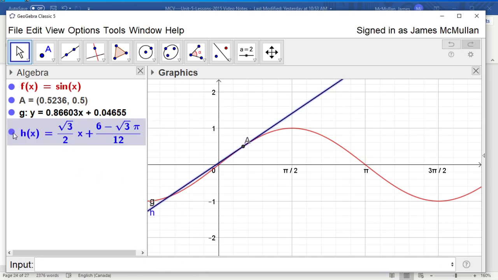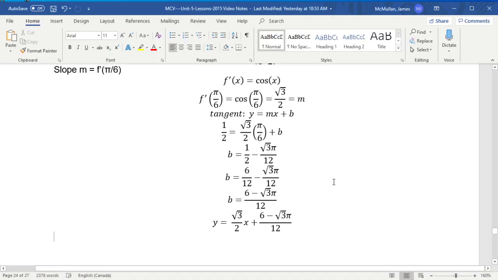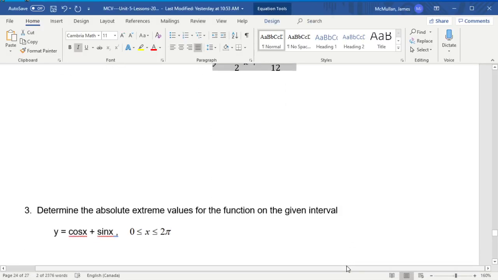So that's what I said the slope should be, or the tangent should be. And you can see it's a pretty good match. It's a perfect match. If we intersect H and F, they intersect at that point, and you can see the tangent's perfect. It's above on one side and below on the other. So that's good. Okay, so there's our equation of the tangent.